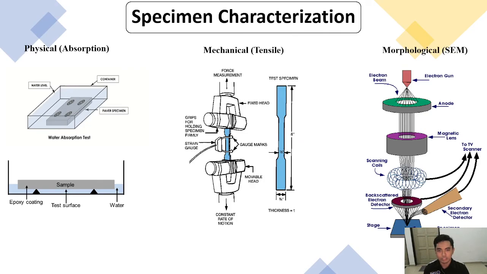For the specimen characterization, after we build the dumbbell shape, the first one we want to characterize is the physical property, which is absorption. You can see the absorption measured by using the water absorption test. For the mechanical tensile property, we use this tensile test machine. And the last one is the morphology, using SEM.